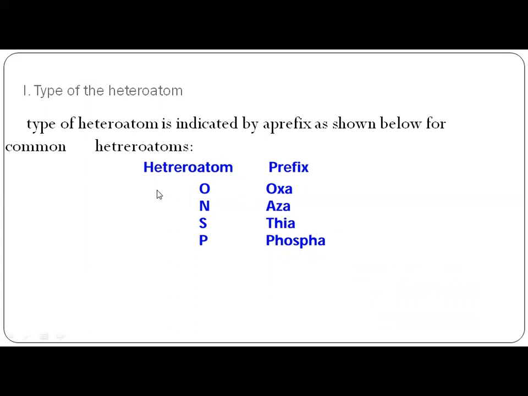So let's see. First heteroatom is your oxygen atom. If your oxygen is present in your ring, then you are going to give that compound a name starting with oxa. After that, N stands for nitrogen. The prefix we are going to use for nitrogenous compounds is aza. Next one is sulfur, and the prefix will be thia. After that, phosphorus, and the prefix will be phospha.